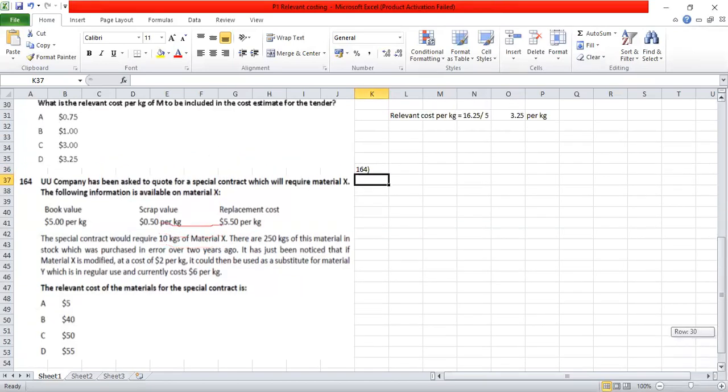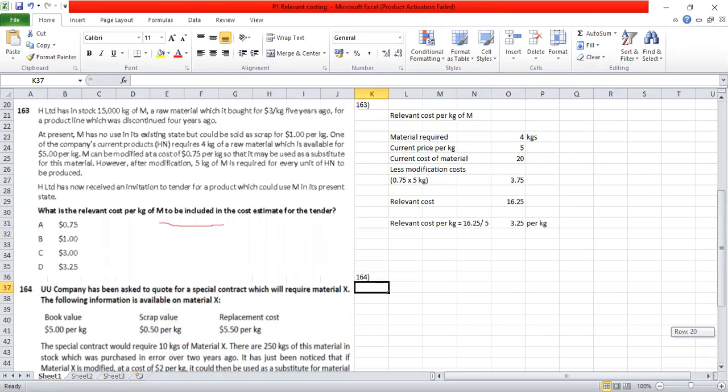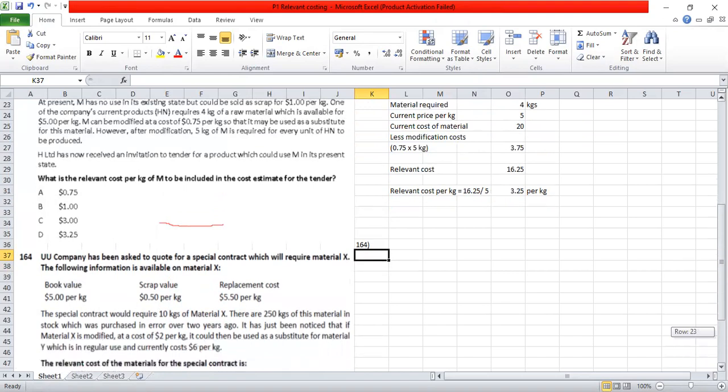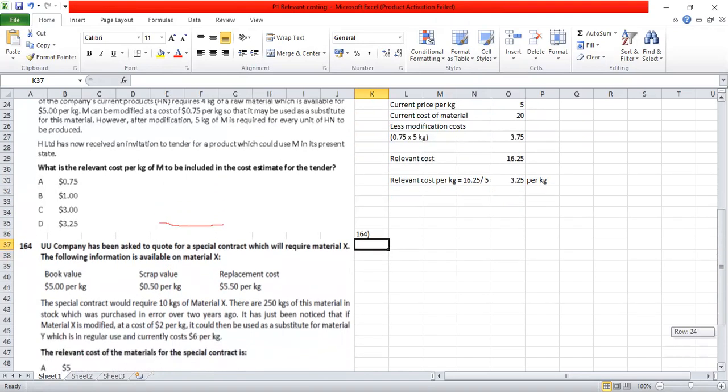So the current market price of that is 6 per kg, but then the modified cost is 2 per kg, which has to be deducted. The previous question is also on a similar note. Do you see that? Current market price is 6, but the modified cost will be 2 per kg. So that has to be reduced, and find out what is the cost per kg applicable for 10 kgs of material.